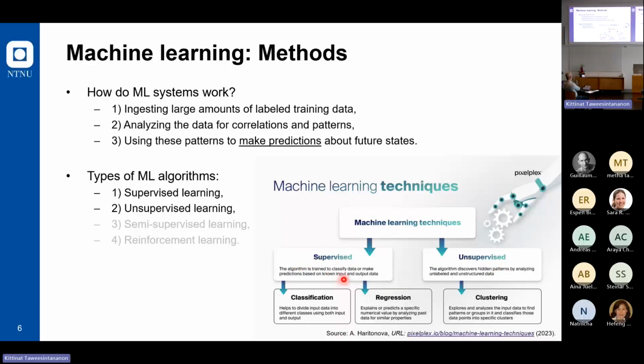And for supervised learning, there are techniques like classification and regression, or unsupervised clustering. But for deep learning, I will talk about it a little bit more.